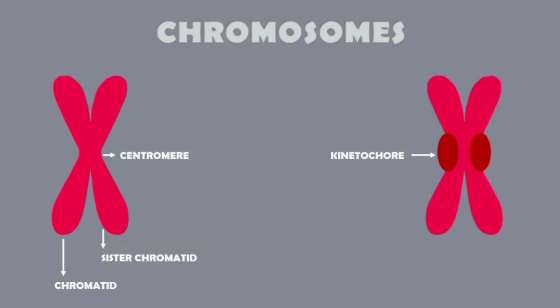Before we start M phase, let's discuss the chromosome. A chromosome has two symmetrical structures called chromatids or sister chromatids. Each chromosome has a constriction by which sister chromatids attach, and this region is called the centromere. Spindle fibers attach at the centromere during cell division. On the side of the centromere, a disc-shaped structure is present called the kinetochore.